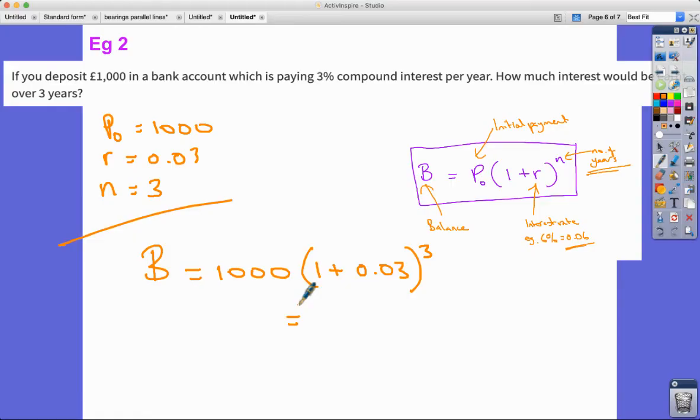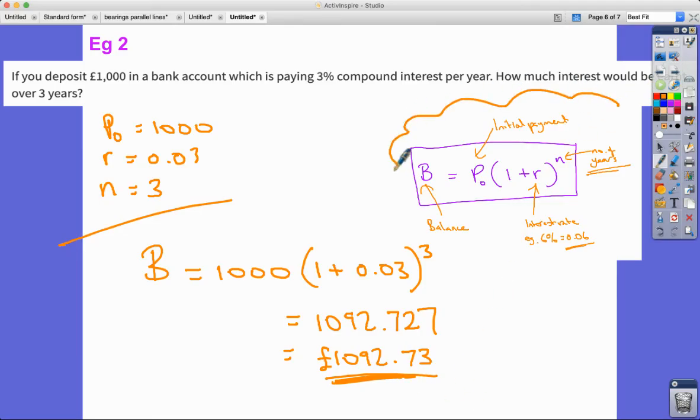1,000 times 1.03 to the power of 3 is equal to 1092.727. Obviously, it's money, so it's going to be in pounds as well. As well as it in pounds and pence, so it's going to be £1092.73. All right, easy as that. That's compound interest. That's what you need. That's what you need to be able to remember in order to do it. And it gets easier. The more examples you do, the better.